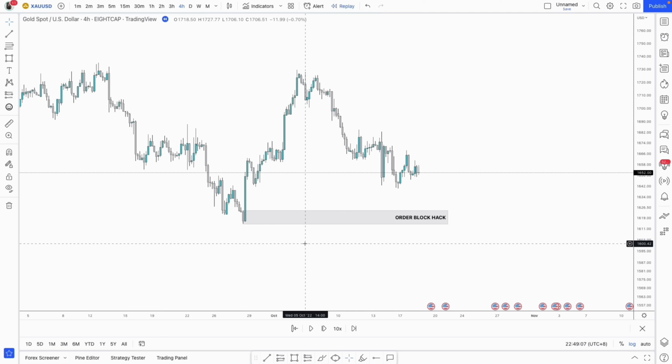Let's get into the video. How do we use order blocks? How do we identify order blocks?